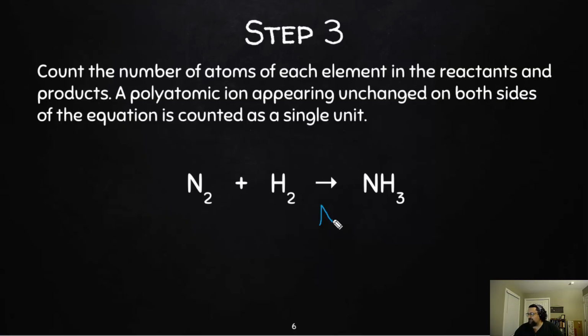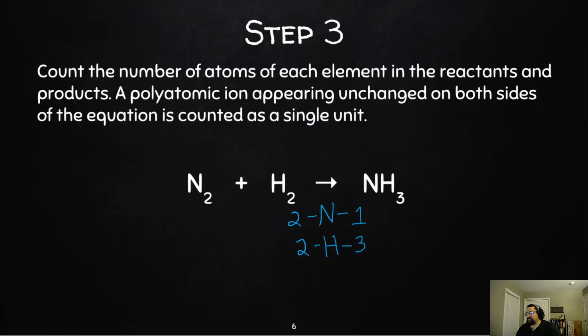So if we start off, we say, well, we have nitrogen. Well, how many are on the left-hand side and how many are on the right-hand side? So on the left-hand side here, we have 2 nitrogens. So we put in our 2. On the right-hand side, that subscript there is none, so it's assumed to be 1. So we have 1 nitrogen. All right, what about hydrogens? Well, on the left-hand side, we have 2 hydrogens. And on the right-hand side, we have 3 hydrogens. All right, this is step 3.